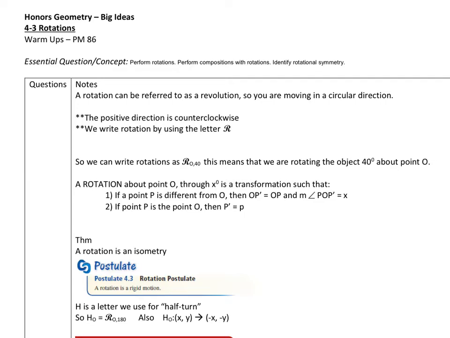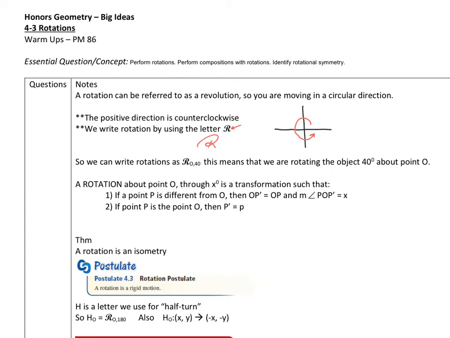So let's recall something that I've always told you. If you have an axis, the positive direction is always counterclockwise. Let's just put that in another color here. So the positive direction is always counterclockwise. We're going to write a rotation by using a script letter R. So I will use it like that. If you see it typed, it may look like this, but it'll be a script letter.